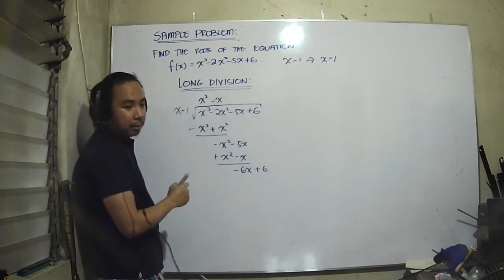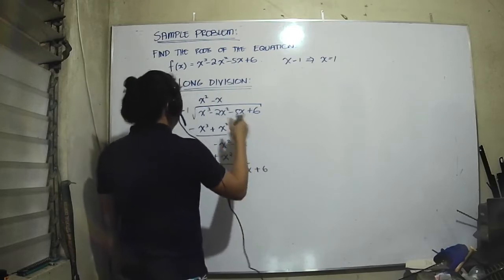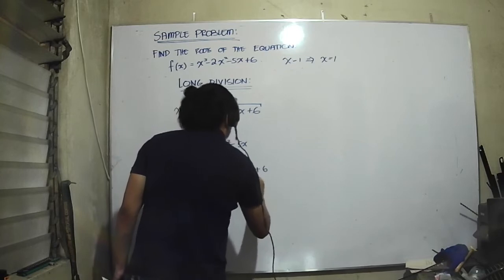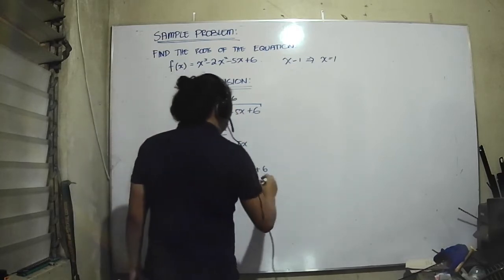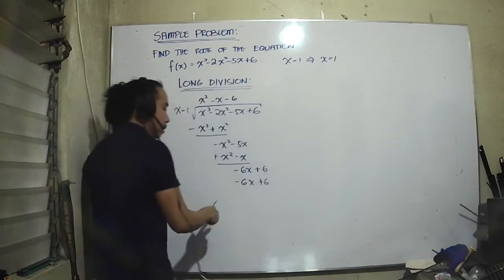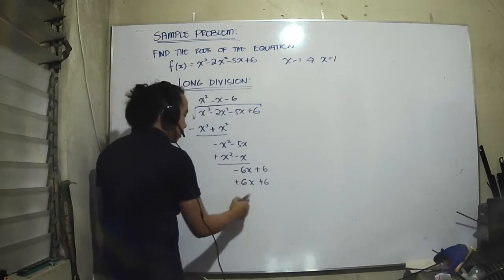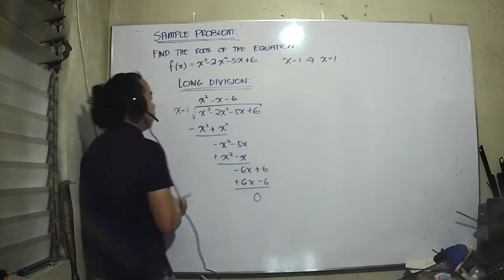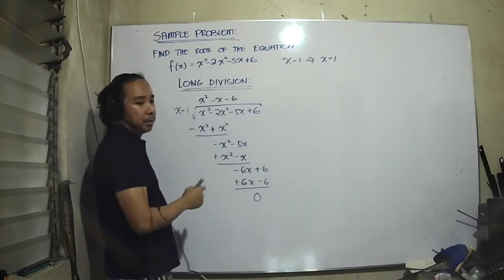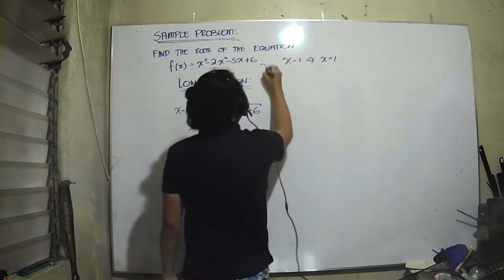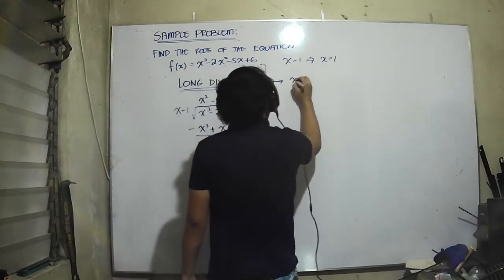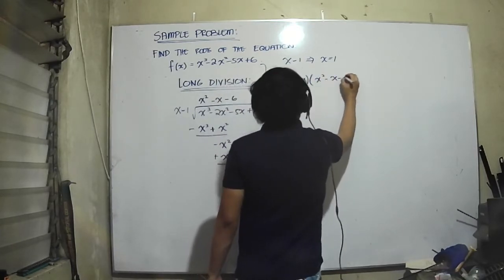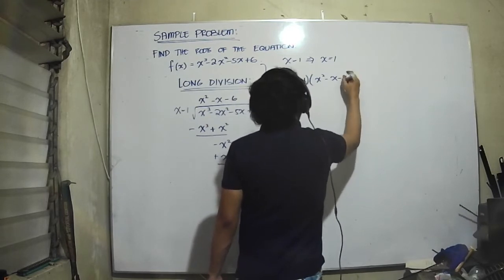This should be equal to negative 6. Negative 6 times negative 1 should be equal to positive 6. Subtracting, this becomes positive and this becomes negative, and then this becomes 0. There is no remainder. So, safe to say that this is equal to (x - 1) multiplied by (x² - x - 6). This is the normal method we learned first.